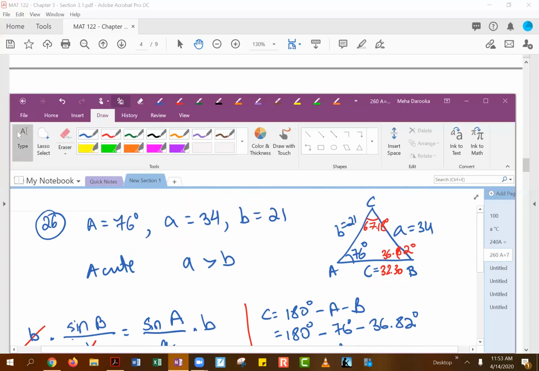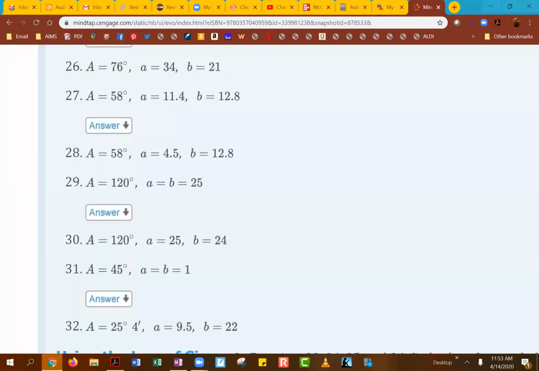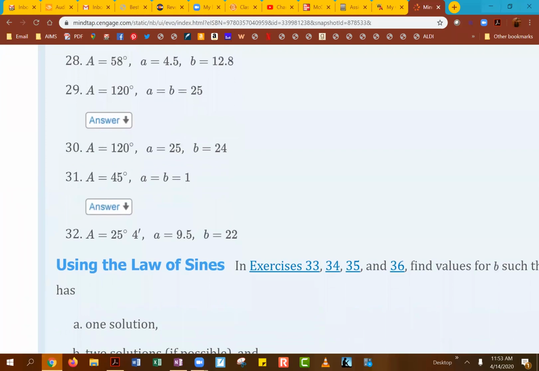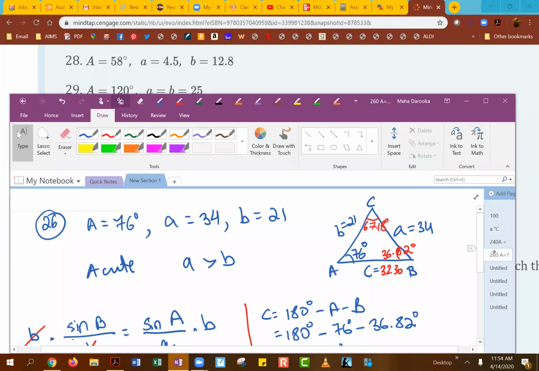Okay, so this was the example where you had only one single case coming from the acute angle. So any questions on this one? Nope. Okay, so let's see the next one that I wanted to look at. Okay, number 28 here. So 58 degrees for angle A, side A is 4.5, side B is 12.8.